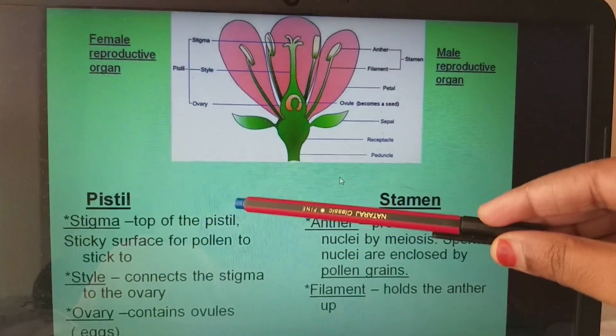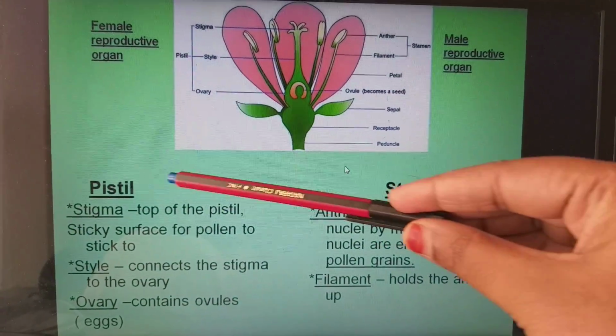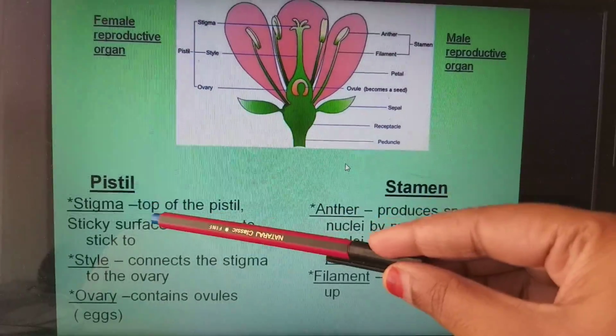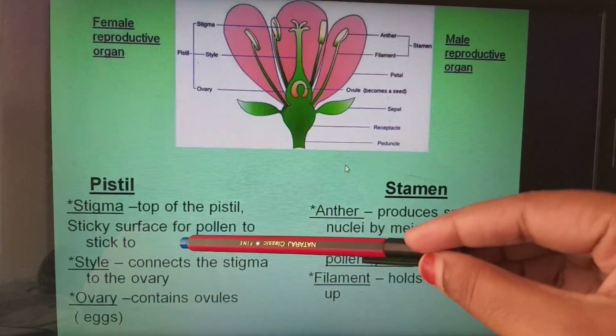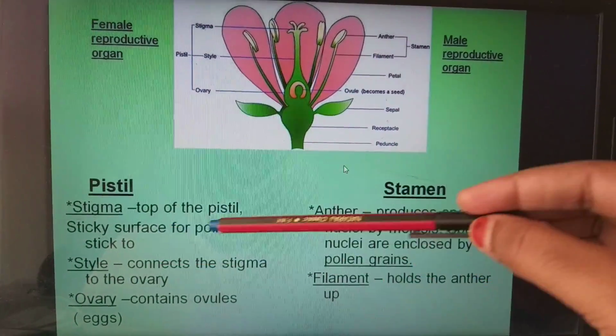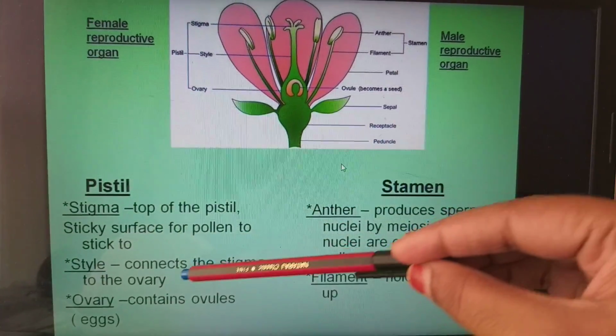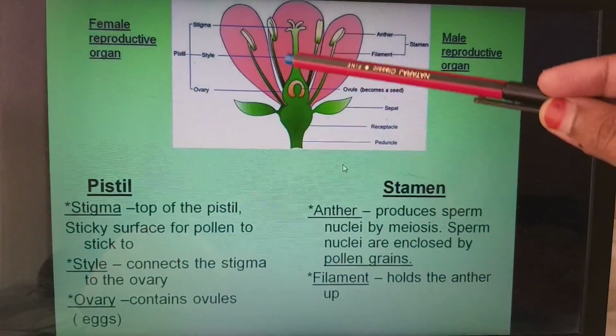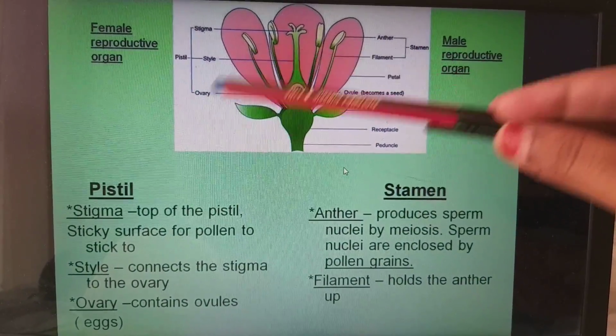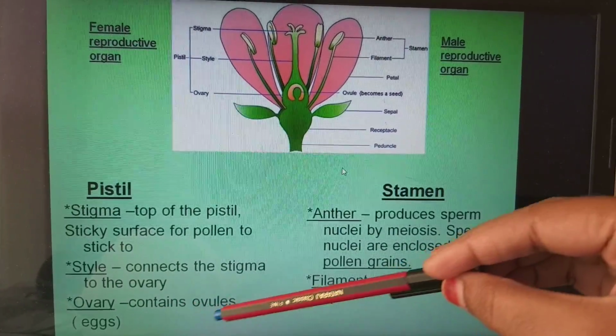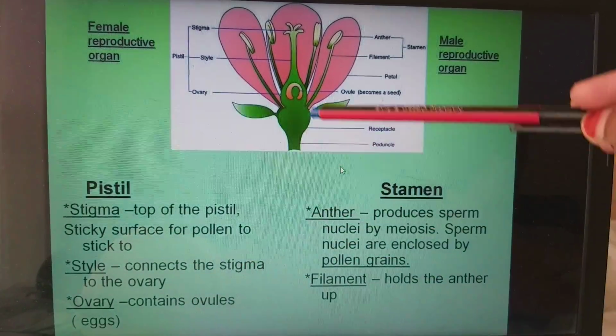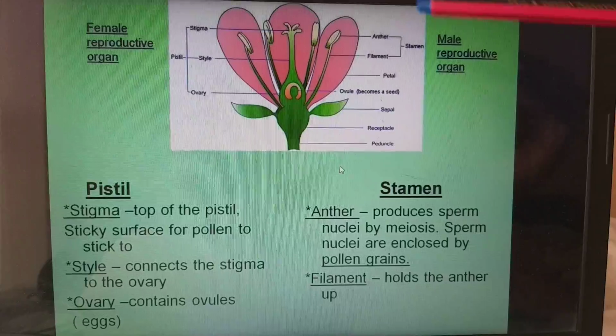So we will see the vocabulary again in detail. The parts of the pistil: stigma is the top of the pistil, the sticky surface for pollen to stick on. That's why we call it a stigma. Style connects the stigma to the ovary. The center portion we call a style. And next, the ovary, which contains the ovules, nothing but the eggs. So inside this ovary we have the eggs.